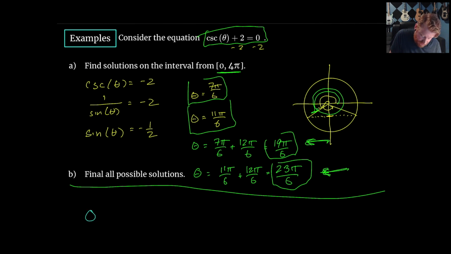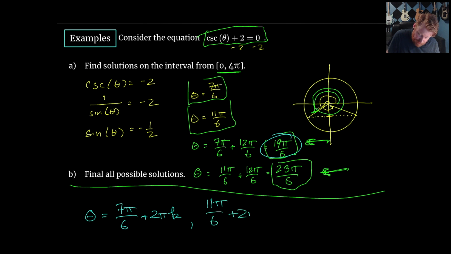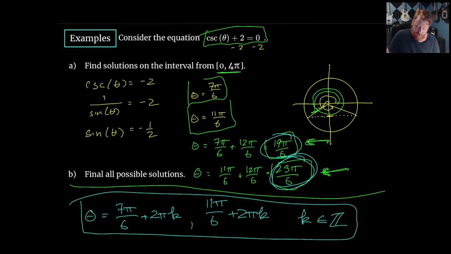If I want all possible solutions, we're going to be looking at theta equals 7 pi over 6 plus 2 pi k. And this includes in it the 19 pi over 6. That would be just plus 2 pi. So we already got that one. And then we also want the 11 pi over 6 plus 2 pi k. And again, we are including 23 pi over 6 when we do this, because if k is equal to 1, then we would get 23 pi over 6 as one of the solutions there. And then we just need to remind our reader and ourselves that k is an integer. And there we go. Here are all possible solutions for theta.